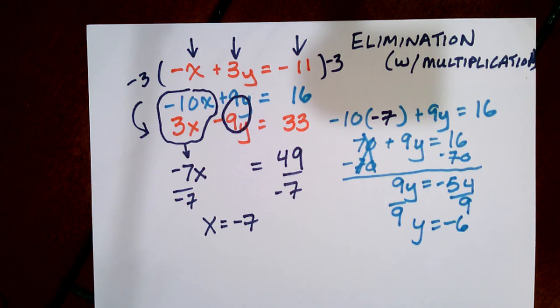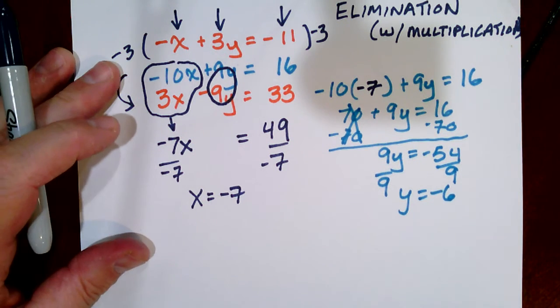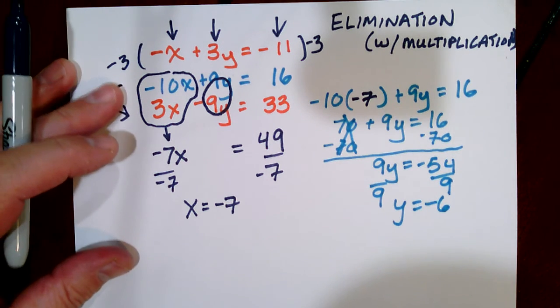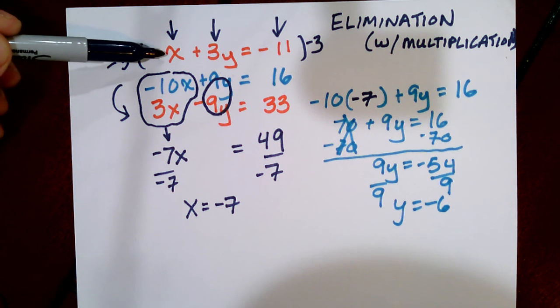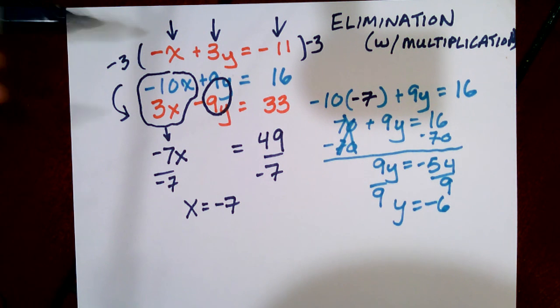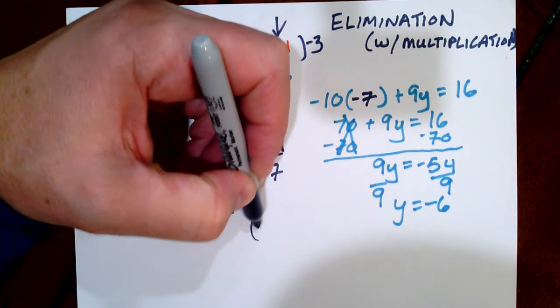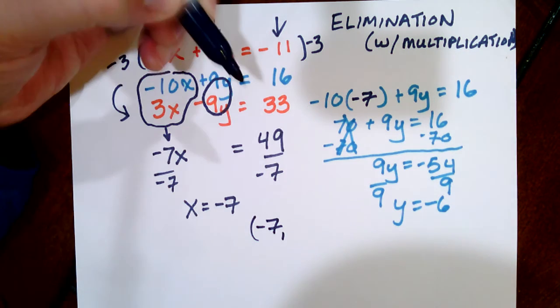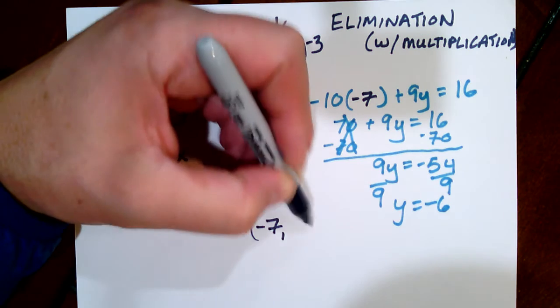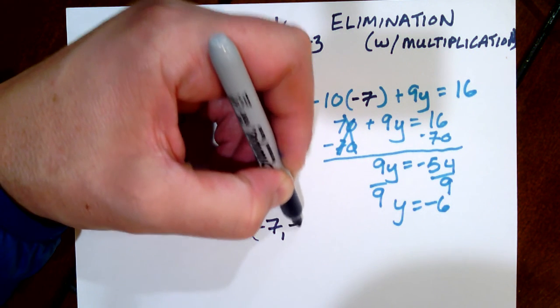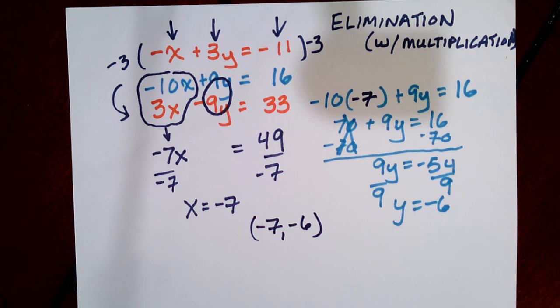Remember, your solution needs to be where these two lines cross, right? The orange line and the blue line. So where they cross, you have to give whoever is reading the problem the directions. So you have to list it as an ordered pair. Go to the left 7, and then drop down 6, and that's the solution to the system. Again, elimination with multiplication.